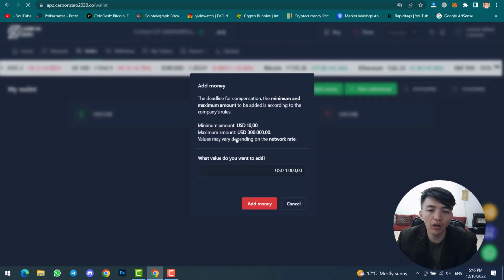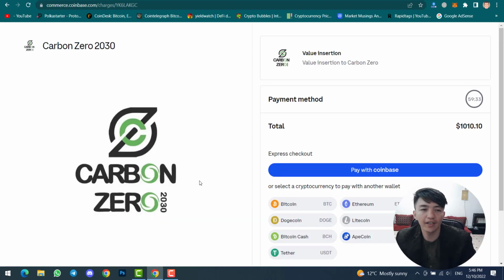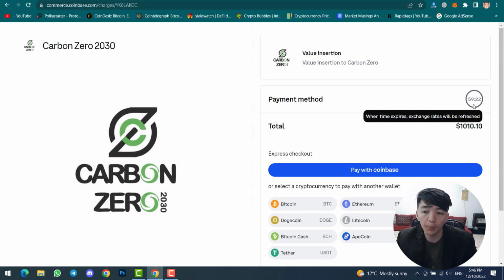Yes, this is all the detail about minimum amount, maximum amount, and then click on add money. Okay, in here you can see Carbon 0, 20, 30. Pay with Coinbase. So you can see total 1010. 10.10 is the transaction fees, and you have only 1 hour to complete the payment.